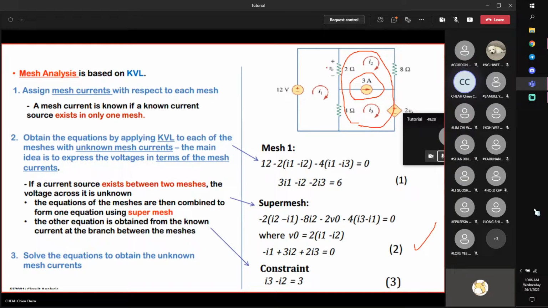In fact, you can see super mesh is easier. You just go one big round. It's just that you have to write down more voltage drops. Any questions so far?